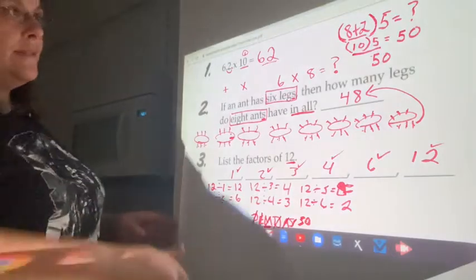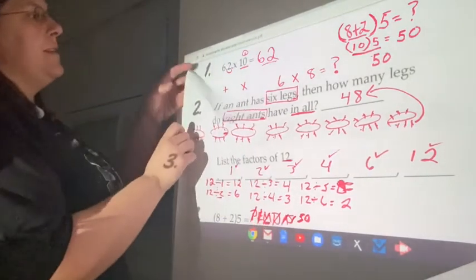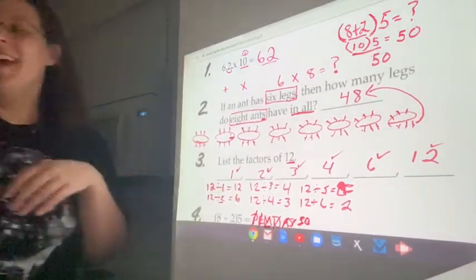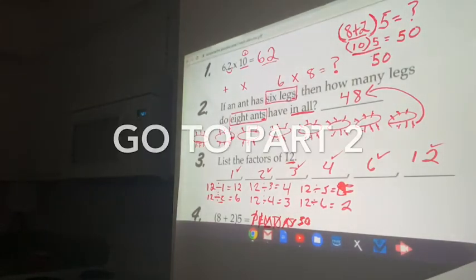Now I'm going to go ahead and yank this sucker up a little bit. The reason why is because we only got the first 4. We got to go down.